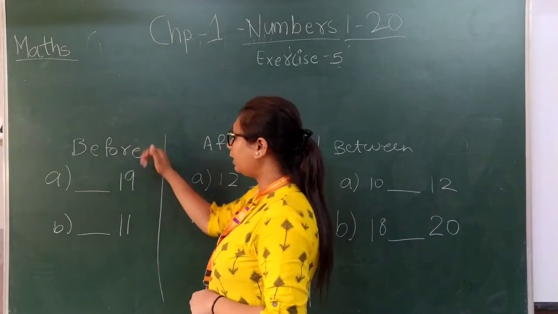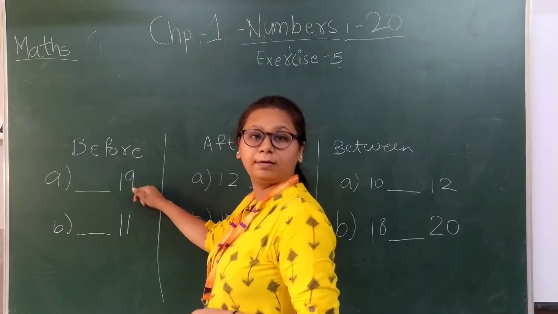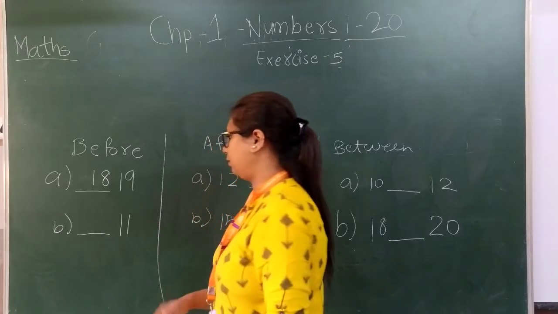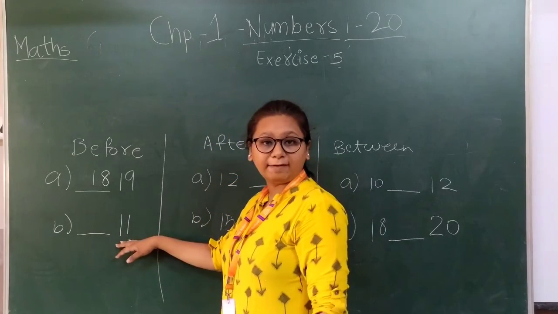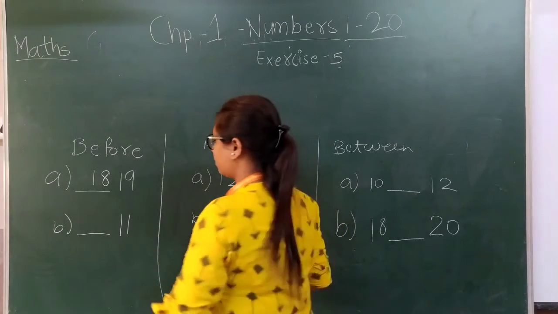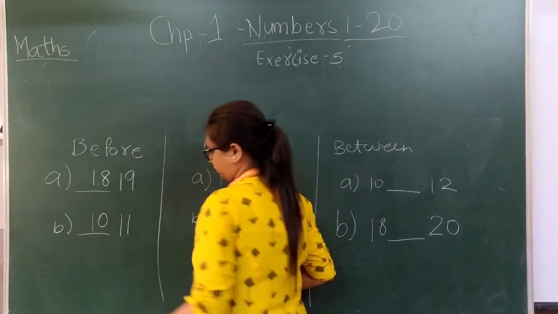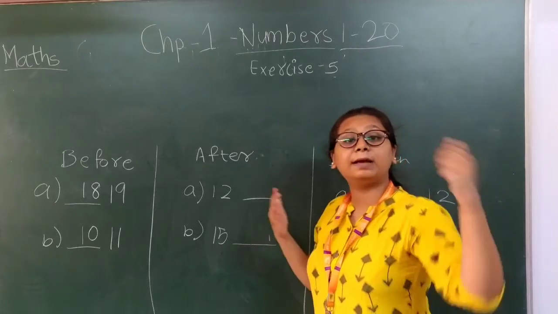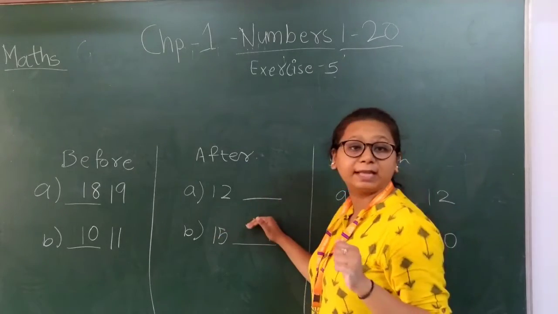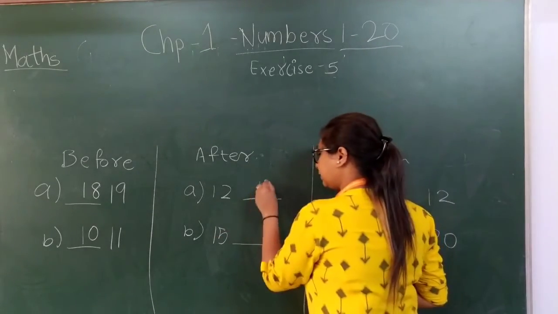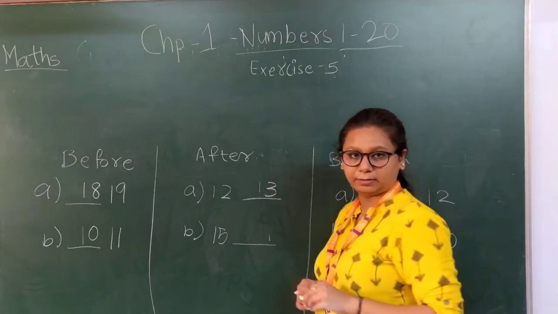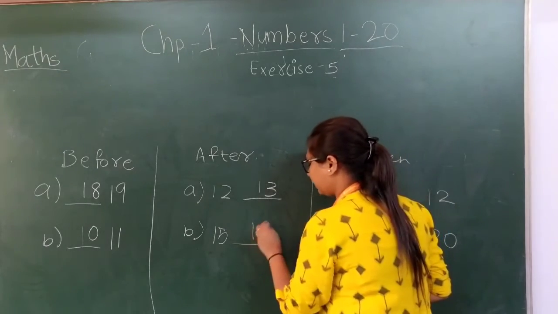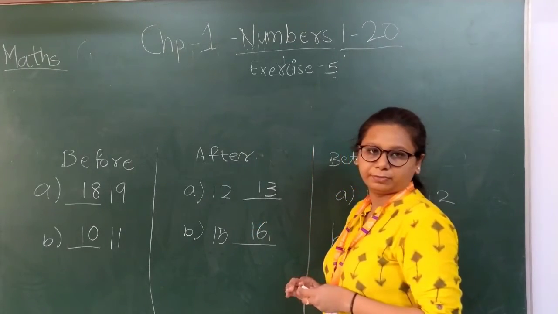Okay. So what comes before 19? 18. Yes. So we write 18 over here. What comes before 11? 10. So we write 10 over here. Now after. Now what comes after 12? After मतलब बाद में. तो 12 के बाद क्या आता है? 13. So we write 13 over here. What comes after 15? 16. So we write 16 over here.